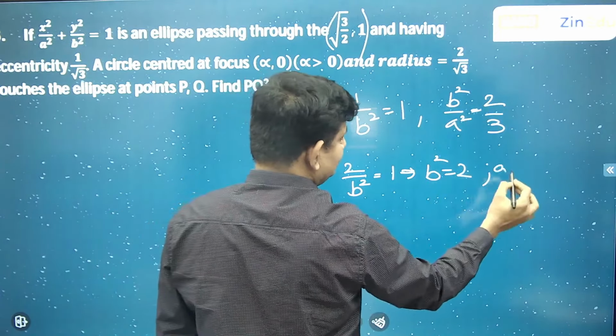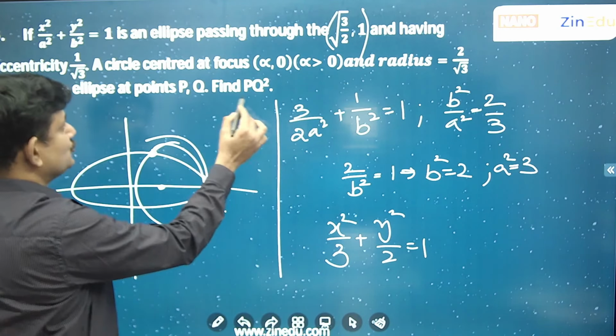What will be the foci? You are talking about a circle centered at a focus and cutting or touching the ellipse at the points P and Q. He is asking you to find PQ square.